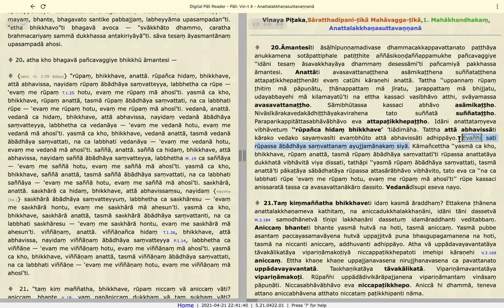The first explanation is what attā means. After that, how do these two sentences relate, evaṁ sati? If this form is self, the becoming or appreciation of affliction of form is not possible. This is how he explains these two sentences of the original Pali text. After that, kasmā ca, kasmā ti ce, yasmā ca kho bhikkhave rūpaṁ anattā, tasmā rūpaṁ ābādhāya saṁvattati. This is a similar explanation of the original Pali: rūpaṁ anattā, rūpaṁ ābādhāya saṁvattati.